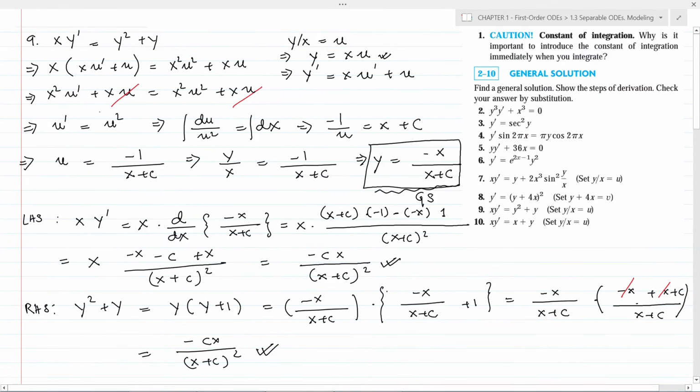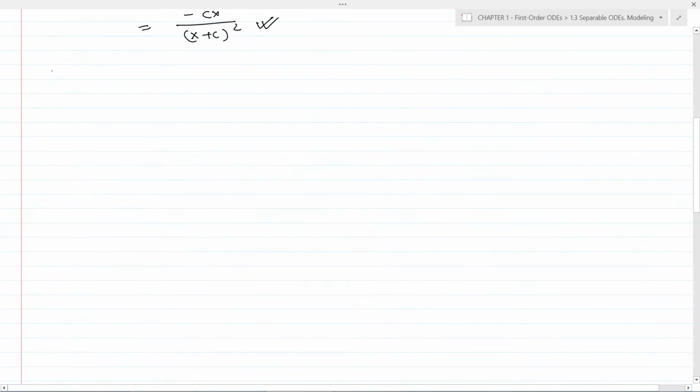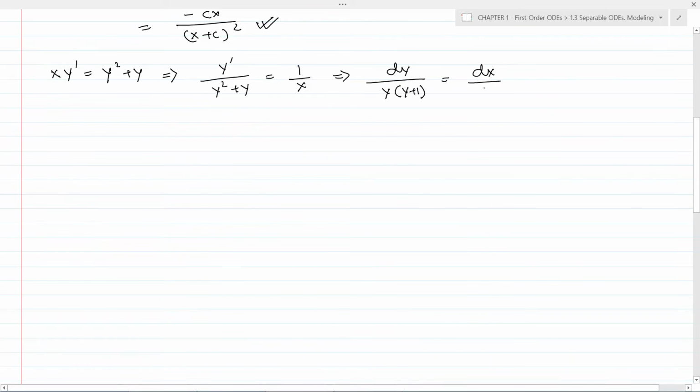We can also solve the same differential equation using another method. The differential equation given is x y dash is equal to y square plus y. We see that this can be reduced to a separable differential equation by algebraic manipulation. So this implies y dash divided by y square plus y is equal to 1 by x, and this can be written as dy divided by y times (y plus 1) is equal to dx divided by x.